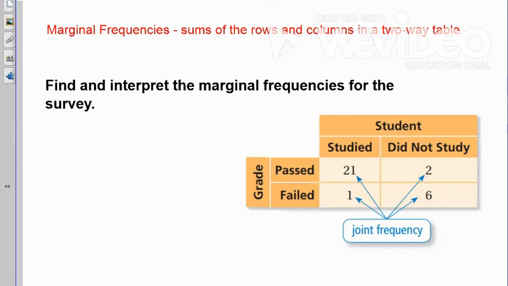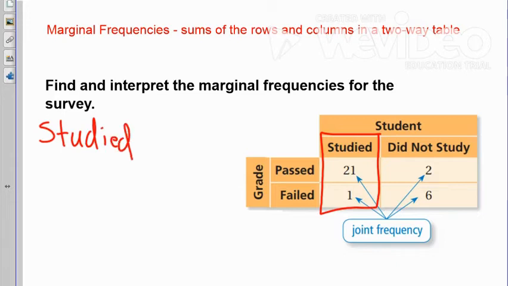Okay, so if we have this table, what we're trying to do is first figure out how many studied. This is the total number of students that studied. Okay, so there are 4 marginal frequencies because, again, we have 4 different sets of data that have multiple data points. So those that studied, we take the 2 data points here. So we have 21 students that studied and passed and 1 that failed, so a total of 22 students. Okay, so we just add those up.